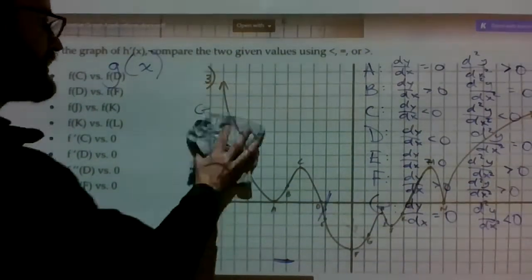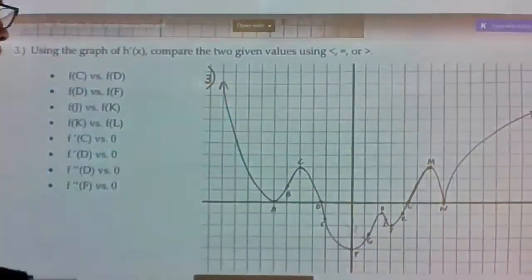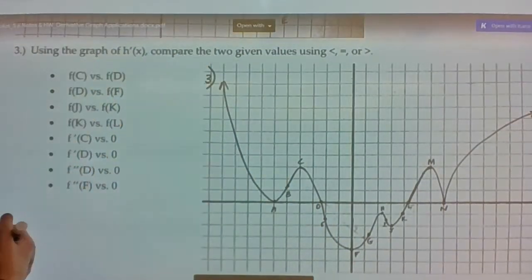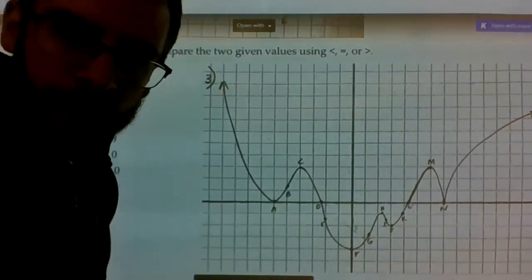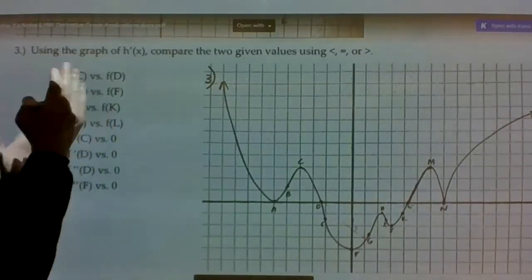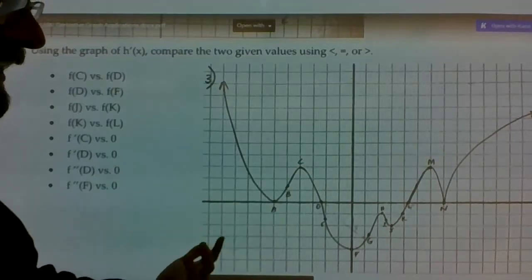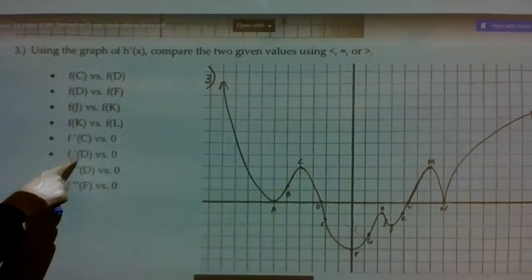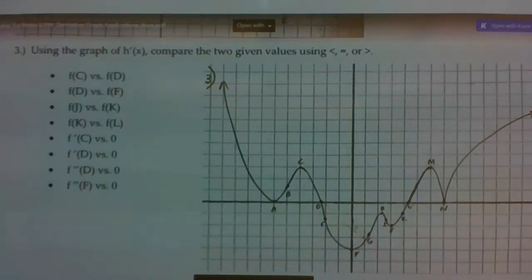All right, here's my last example. Sorry, that was kind of abrupt. We're back to the derivative. How can we compare original values to one another if all we have is the derivative graph? Not only that, but can we compare the derivatives and the second derivatives to 0 as well? So let's get to it.